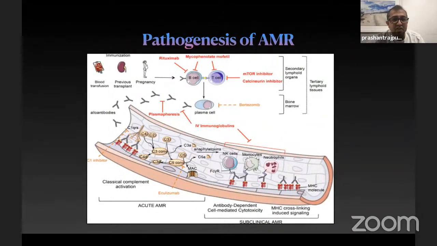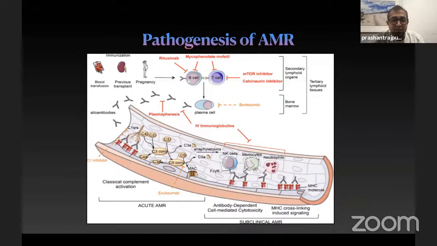So what is the pathogenesis of AMR? Usually you have a sensitization history, either a blood transfusion, a previous transplant, or pregnancy. This is responsible for the activation of B cells. The B cells get differentiated into plasma cells, and these plasma cells produce alloantibodies, which are complement fixing. Once you have an activated complement, that produces the anaphylatoxins, causes recruitment of the NK cells, monocytes, and neutrophils, and that is responsible for the graft injury.